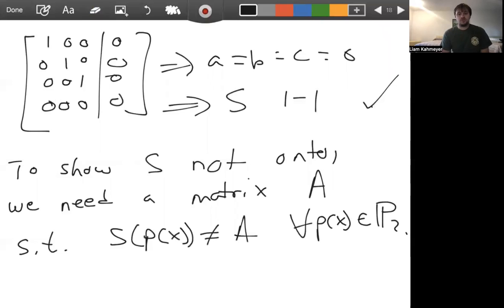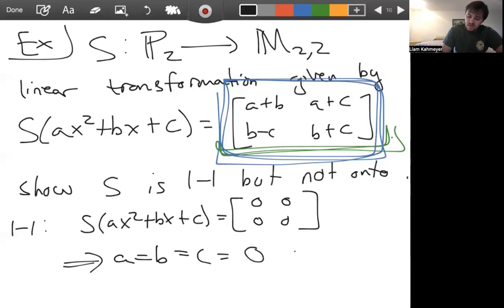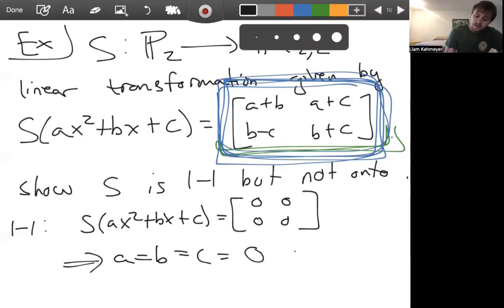Because to show that something's not surjective means to show there's at least one element of the codomain that is not in the image. So how can we do this? Well, basically, one way is to just kind of guess and check. But really what we're trying to do is set, like you see here where we took this matrix and set it equal to all zeros. Basically what we would need to do is set this equal to a matrix and then see if there's a solution or not, right?